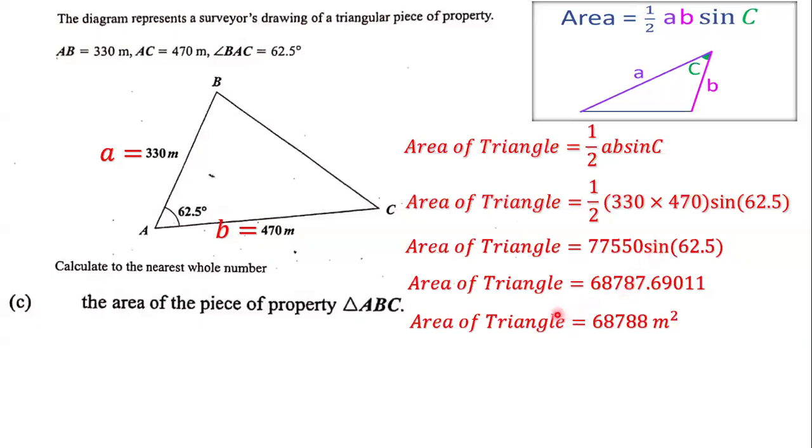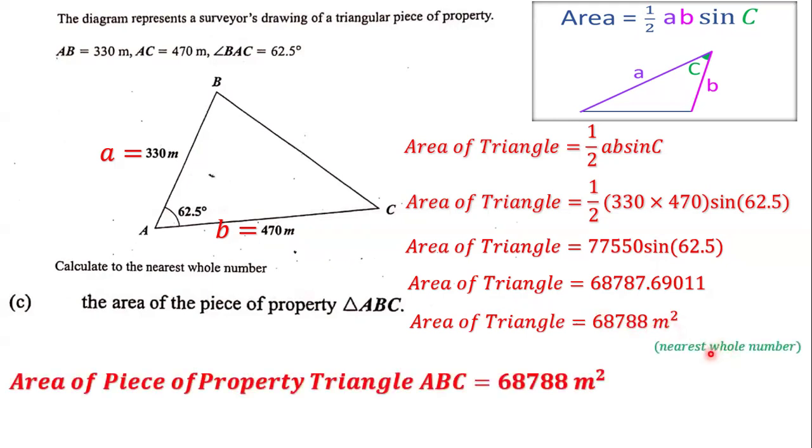So again, if you want to determine the area of this triangle, it is 68,788 meters squared, correct to the nearest whole number. So the area of the piece of property, triangle ABC, is equal to 68,788 meters squared. And that is the final answer to this question.